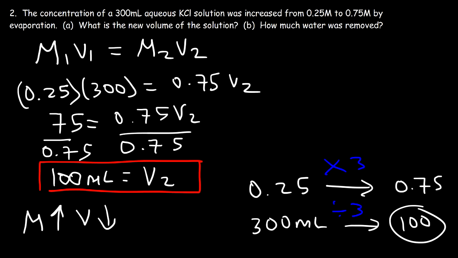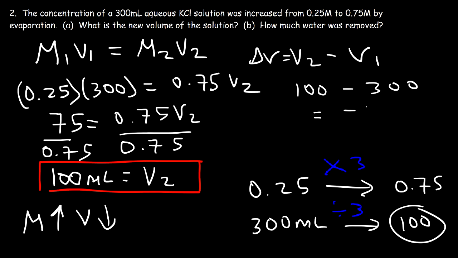Now, how much water was removed? So we went from 300 to 100. To find out how much water was removed, take the difference between V2 and V1. So V2 is 100, V1 is 300. So the change in volume is negative 200. The negative sign indicates that water was removed. 200 milliliters of water was taken out of the solution by evaporation.